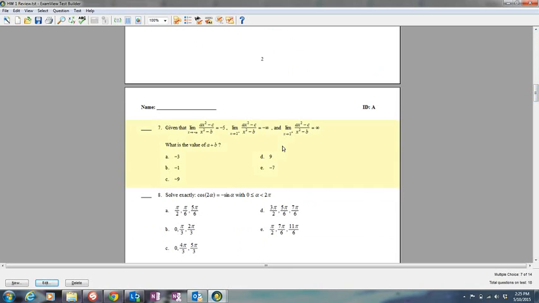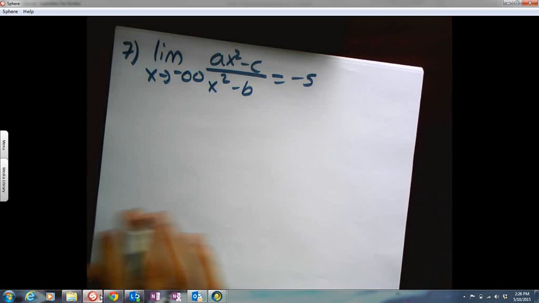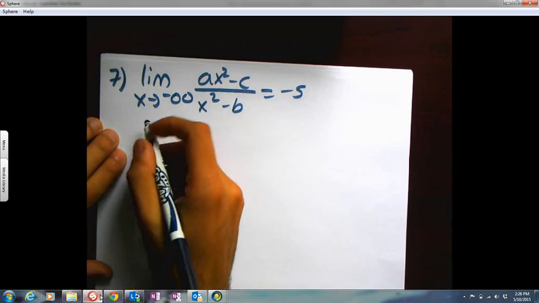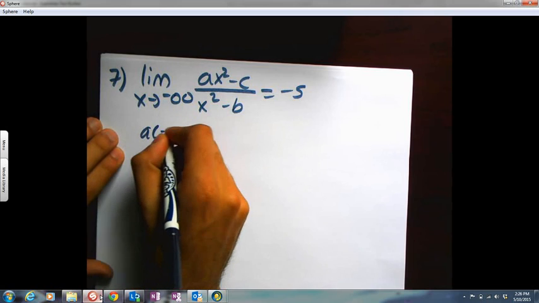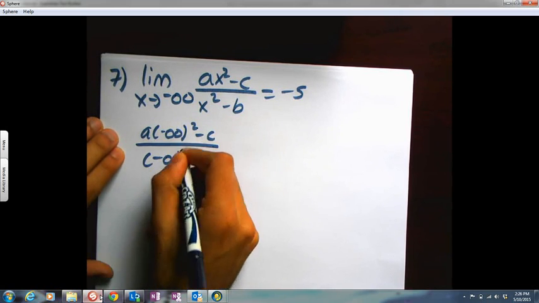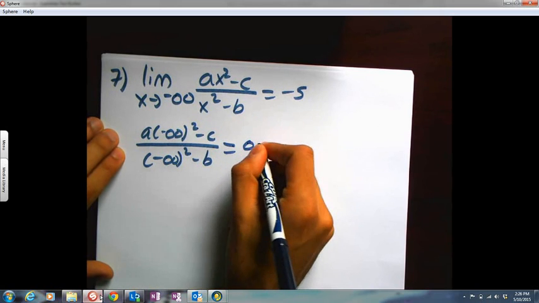So it says that the limit as x goes to negative infinity of ax squared minus c over x squared minus b is negative 5. Let's start there. Okay, so plug in infinity for both of these. So you'll have a times negative infinity squared minus c over negative infinity squared minus b, which is just infinity over infinity, which means you have to divide by the biggest exponent.